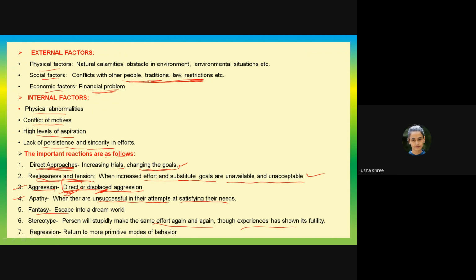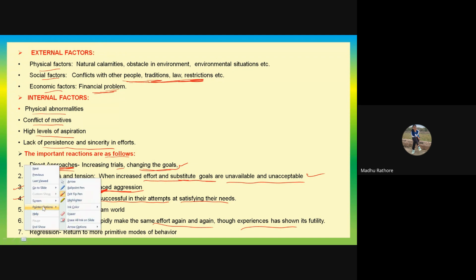Ma'am, just scroll the slide up because the last point is not visible. Okay, that's it, regression. Yeah, there's apathy also, no? Towards the end. The fourth point is apathy, seventh is regression. Ma'am, we can't see what is below apathy. Apathy also, it's cut. Okay. Yeah, 1 second. Yes. Now is it okay?